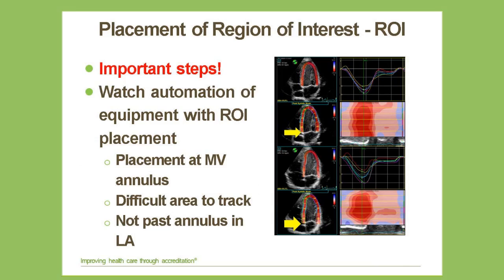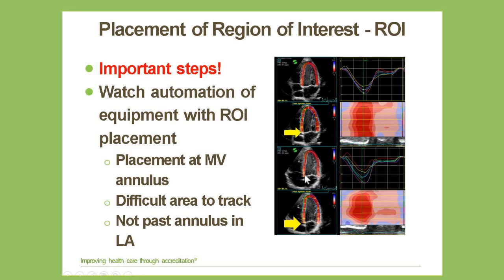Okay, next we're going to kind of switch gears here and talk about placement of the region of interest. A lot of the machines now have automation, which automation is great, don't get me wrong, but realize there are some pitfalls with automation here. This one is one where we let the machine do the automation, and if we look at the bottom image first here, we can see where it placed the region of interest down below the mitral valve annulus slightly.